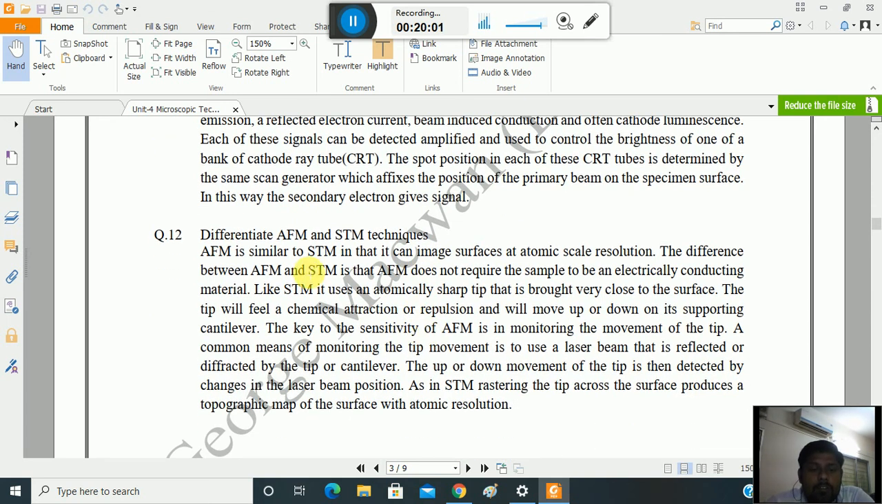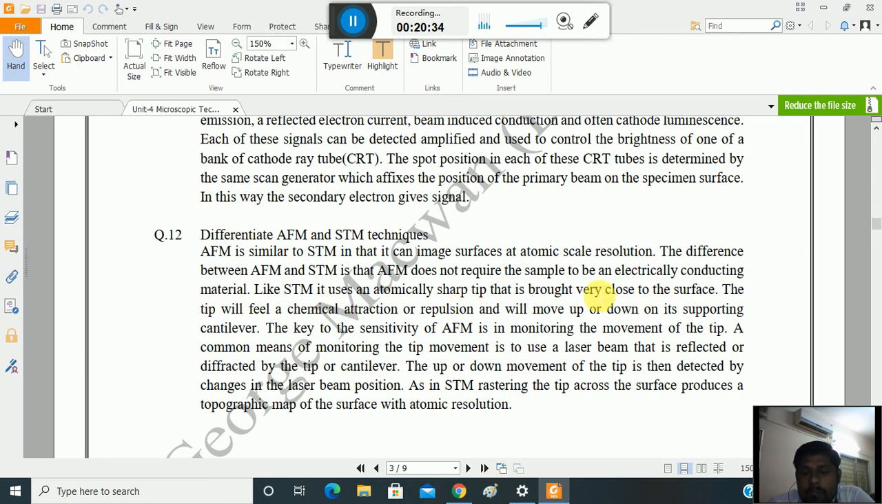The last point of today's lecture is to differentiate the atomic force microscopy and STM technique. AFM is similar to STM in that it can image surfaces at atomic scale resolution. That is a similarity. The difference between AFM and STM is that AFM does not require the sample to be electrically conducting material, but in STM your material must be electrically conducting in nature.